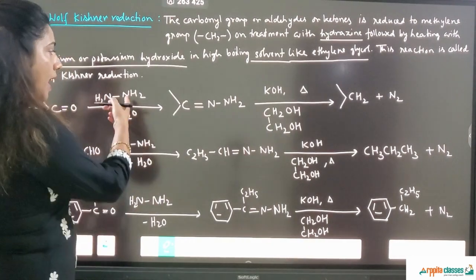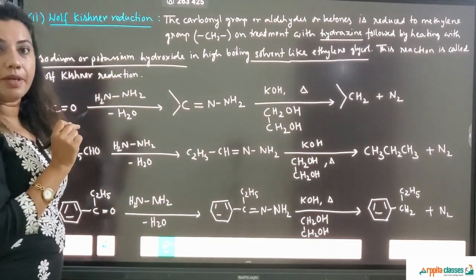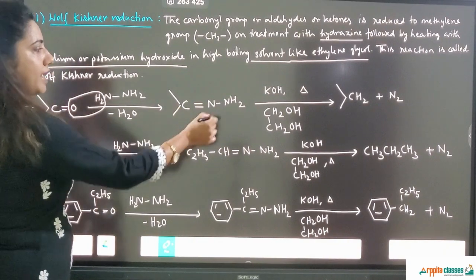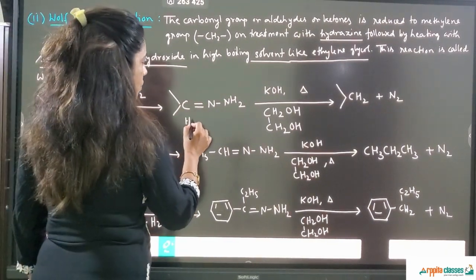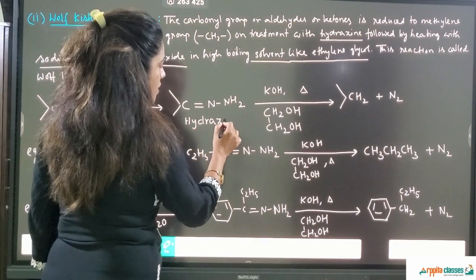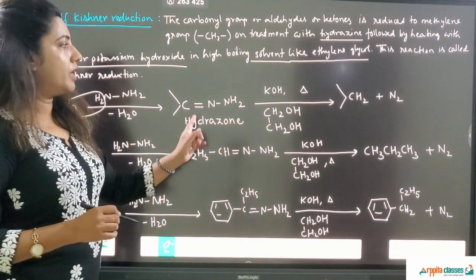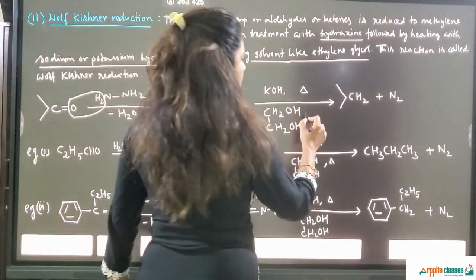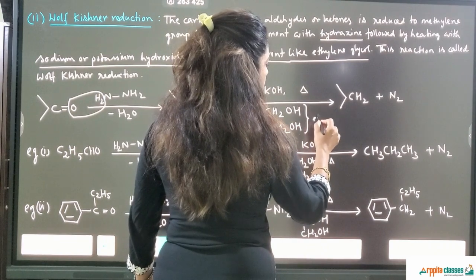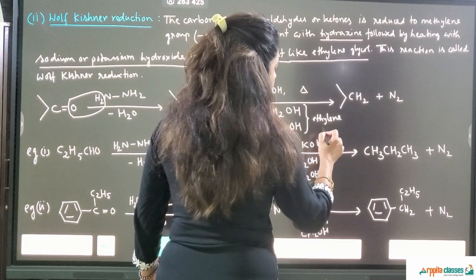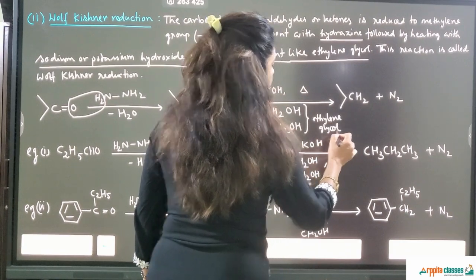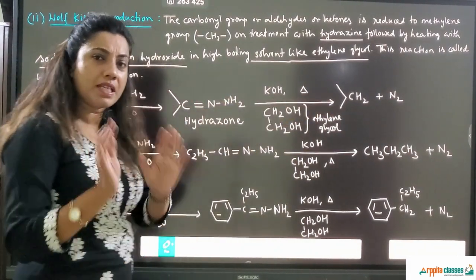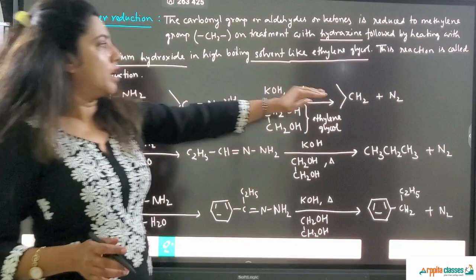Now you know that when hydrazine reacts with the carbonyl carbon, an H2O molecule is removed from here, and you get a product like this. This is called hydrazone. Now this hydrazone is treated with KOH along with heating, and this is ethylene glycol. This is a solvent. CH2OH, CH2OH is called ethylene glycol. So this entire thing converts into CH2. So basically the CO group converts into CH2.